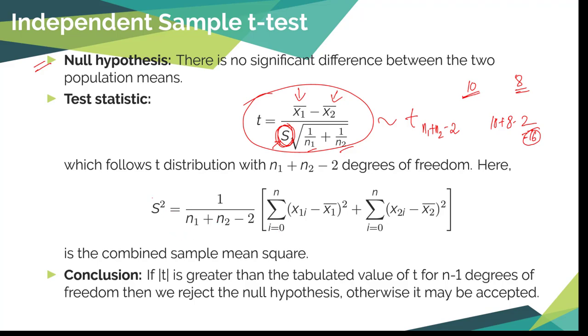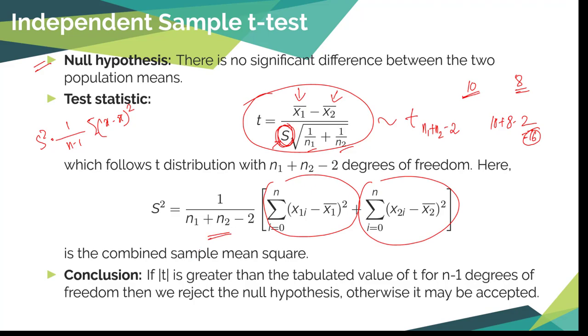So just like the previous one, s square for one sample is 1 by n minus 1 summation x minus x bar whole square. Now this time we will have to calculate this two times separately for the two samples, and then we will combine it and divide it by n1 plus n2 minus 2, right? And the conclusions are the same.